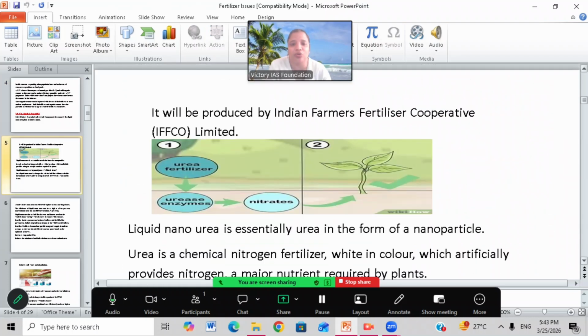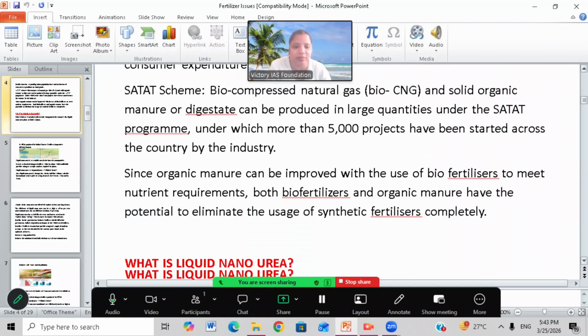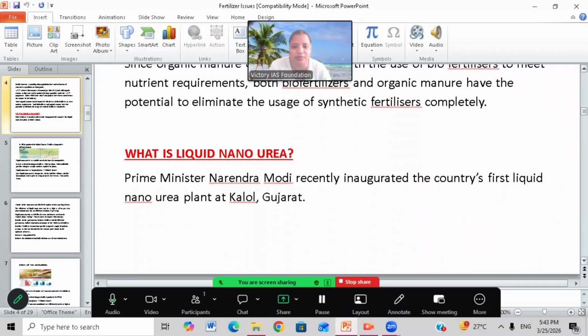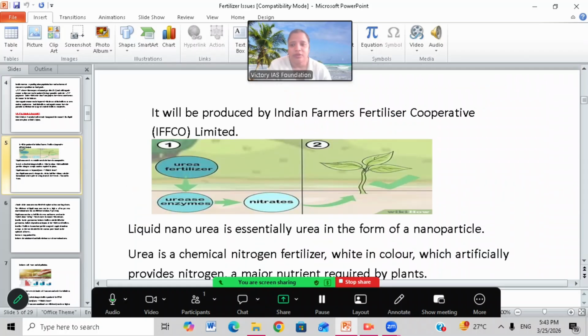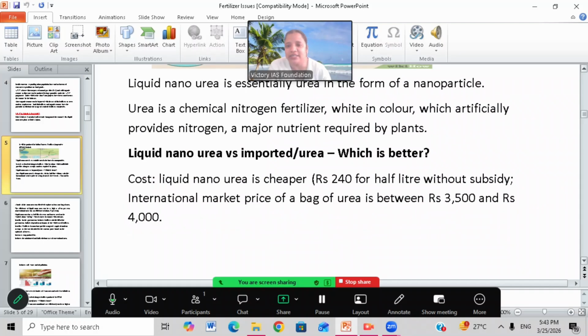The next concept is liquid nano urea. Liquid nano urea, this is a very famous concept, you have to remember. This is a very new concept. So our Prime Minister Modi recently inaugurated the country's first liquid nano urea plant at Kalol, Gujarat.